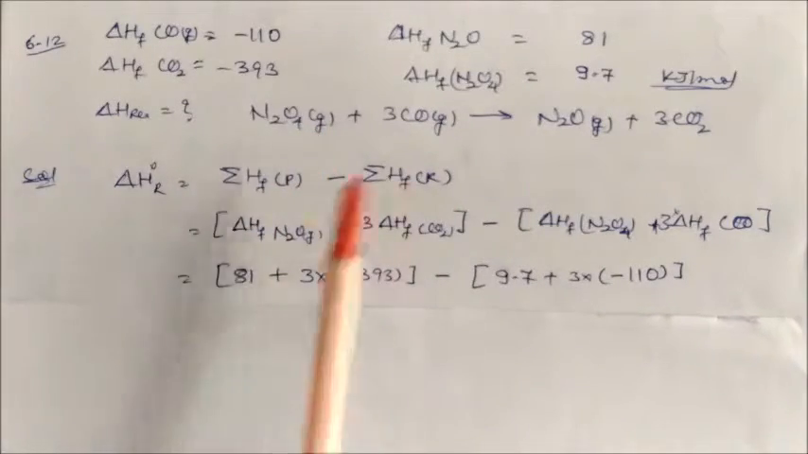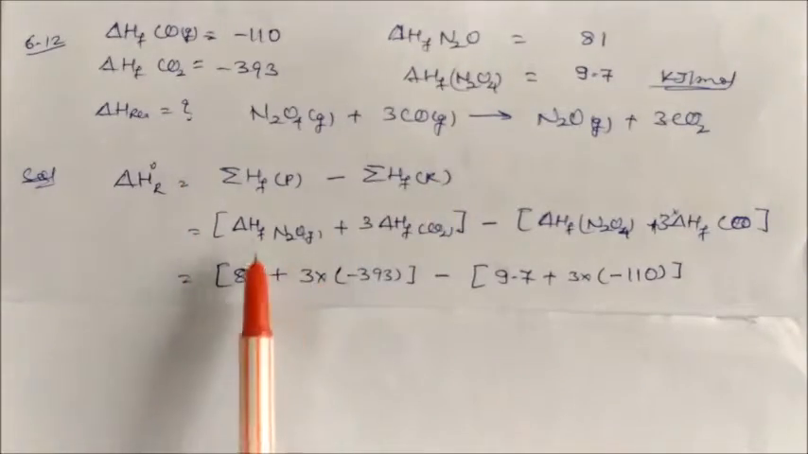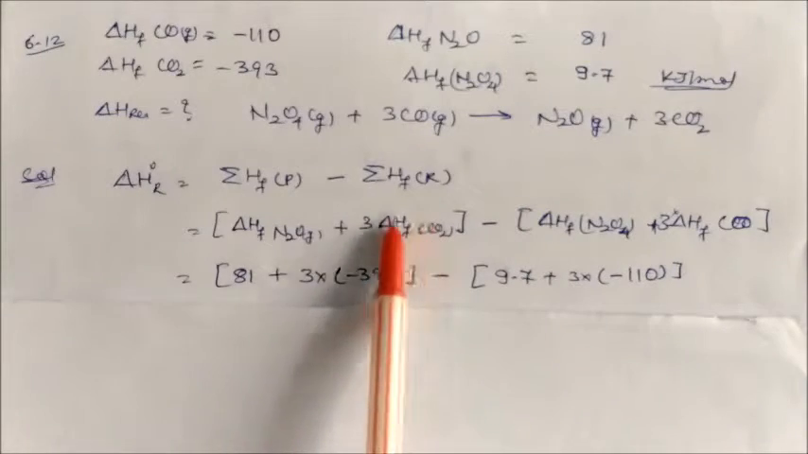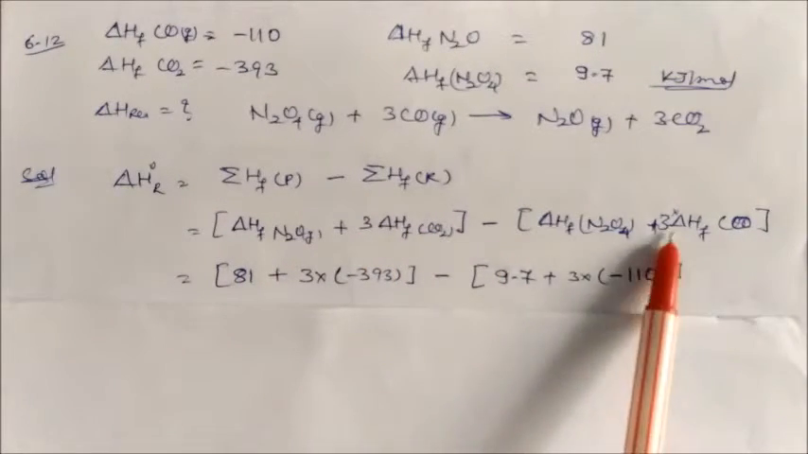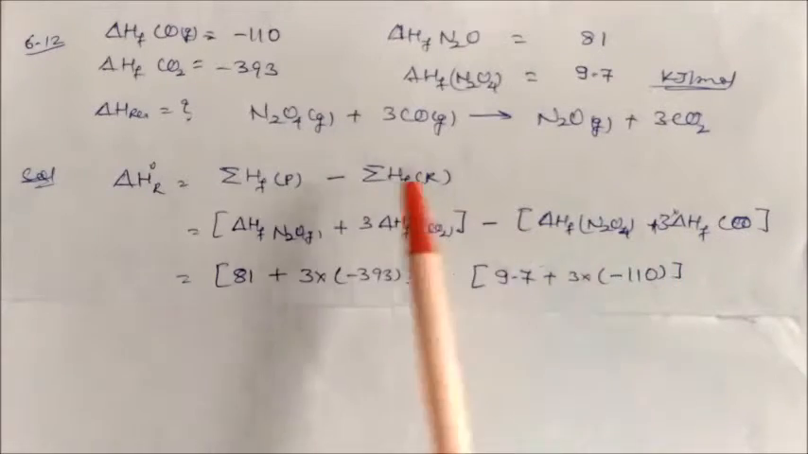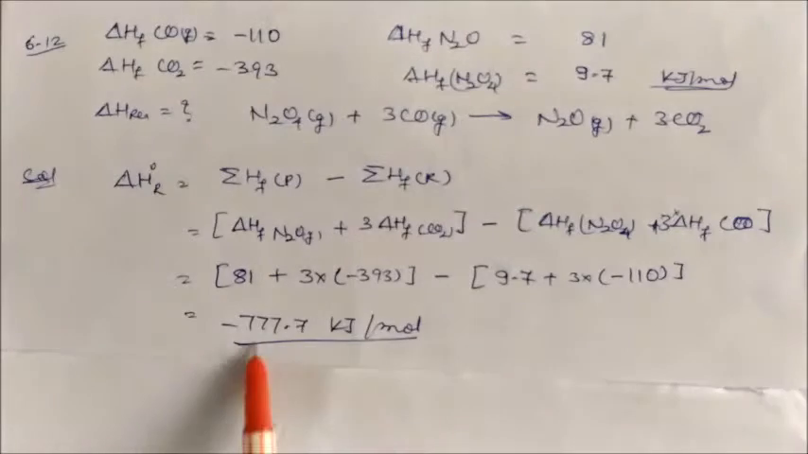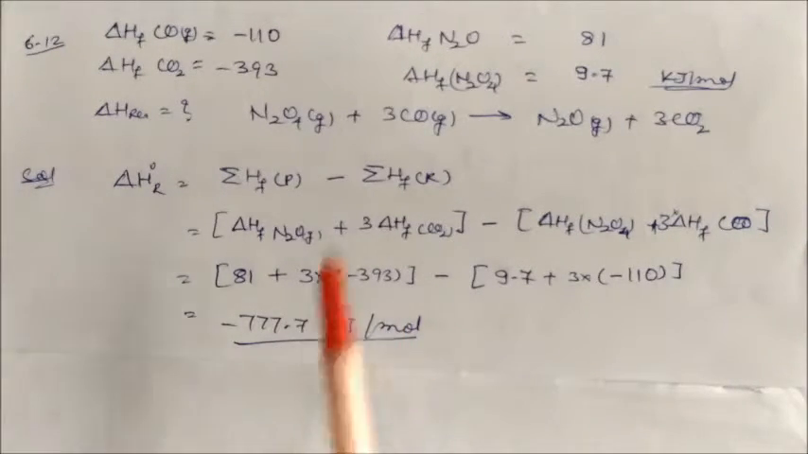So its energy minus its energy will give you the heat of reaction. The heat of formation of each reactant is given over here. Just substitute the values. First you balance it, so multiply this by 3, and again the heat of formation of N2O4 is given, and the heat of formation of carbon monoxide is also given. So multiply by 3, and you will get the answer, minus 7.7 kilojoule per mole. So this is our answer for this question.